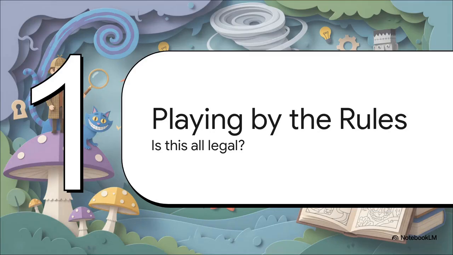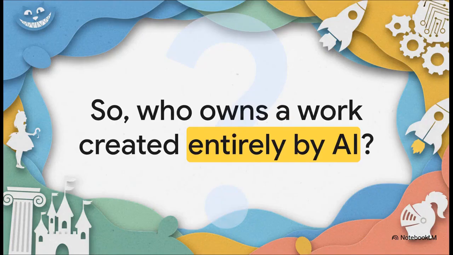Okay, I know you're probably thinking, this all sounds amazing, but is it all legal? And the short answer is yep, but there are definitely a few rules you'll want to know about. Let's break it down. So, this really gets to the heart of the matter. Who owns a work that's made entirely by an AI? If you just type a sentence into a tool and it spits out an image, who owns it? Is it you, the AI company, or nobody?